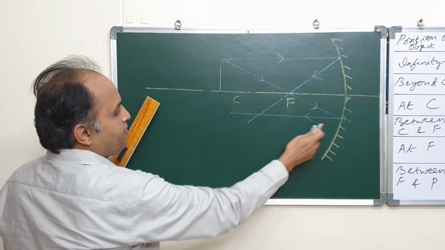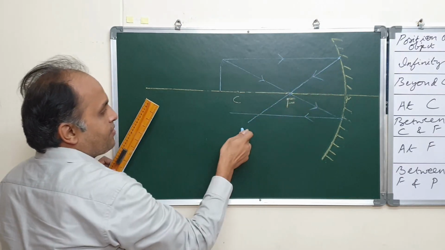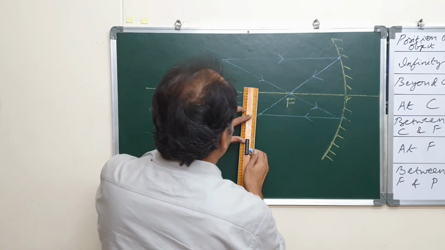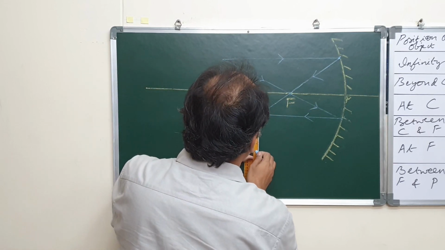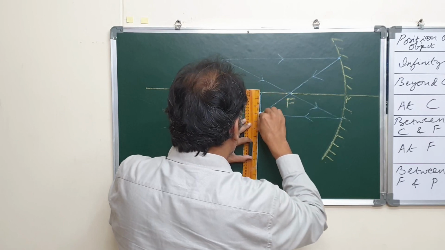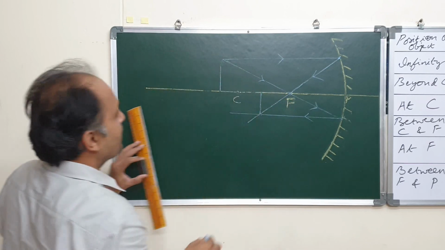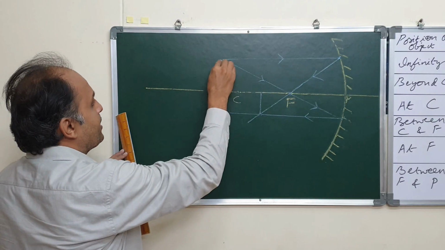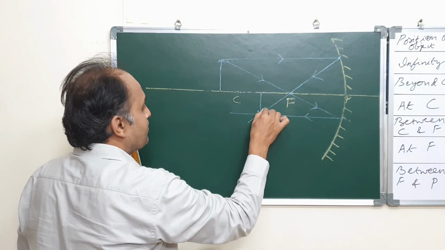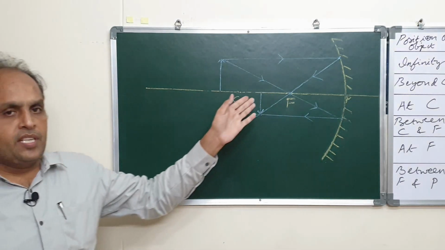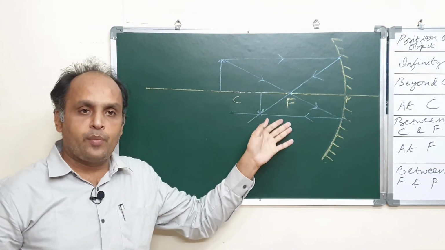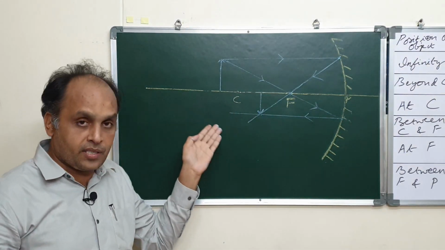So this is one reflected ray and this is another reflected ray, and both of them are meeting over here, and this is where the image is formed. Since the rays of light are coming from the head, here the head is formed. So this is how you show the image formation in case of concave mirror when the object is beyond C.